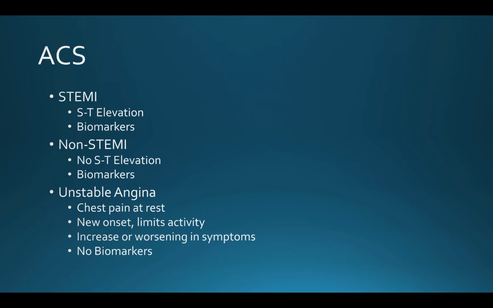Unstable angina, we don't have any biomarkers. It's basically a situation where we've got chest pain at rest. There's a new onset. It's not a predictable, chronic stable angina type setting where the patient goes and exercises and they get the chest pain. That's a stable angina type setting. Unstable angina is where you get this new onset chest pain, but you don't have biomarkers and you don't have that ST elevation.